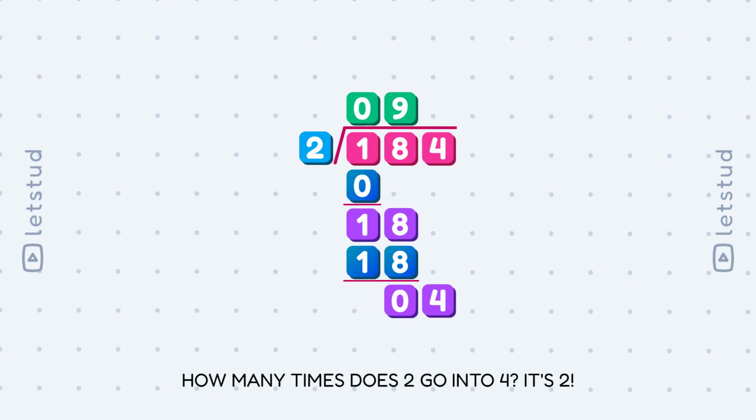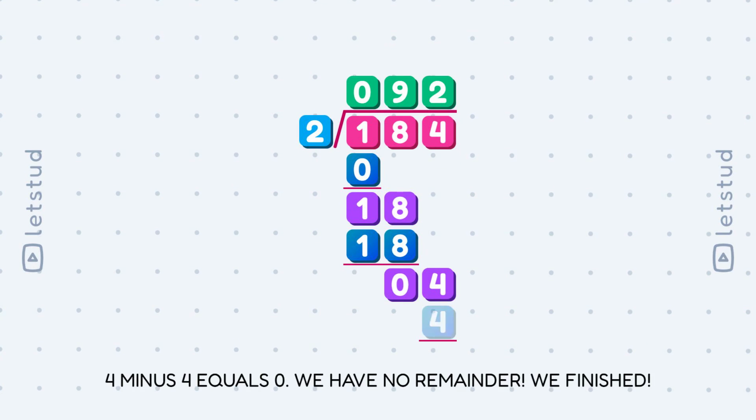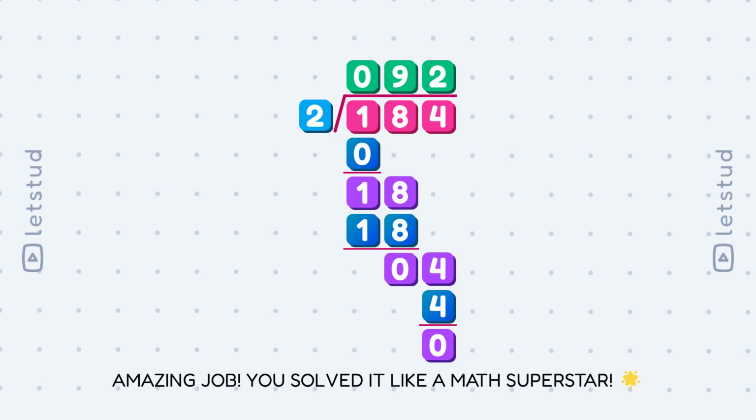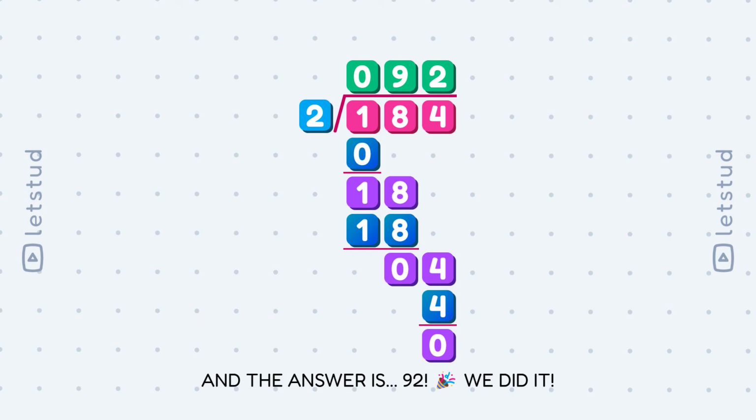How many times does 2 go into 4? It's 2. Let's see, 2 times 2 is 4, exactly. 4 minus 4 equals 0. We have no remainder, we finished. Amazing job, you solved it like a math superstar. We've reached the end of our division journey for 184 divided by 2. High five. And the answer is 92, we did it.